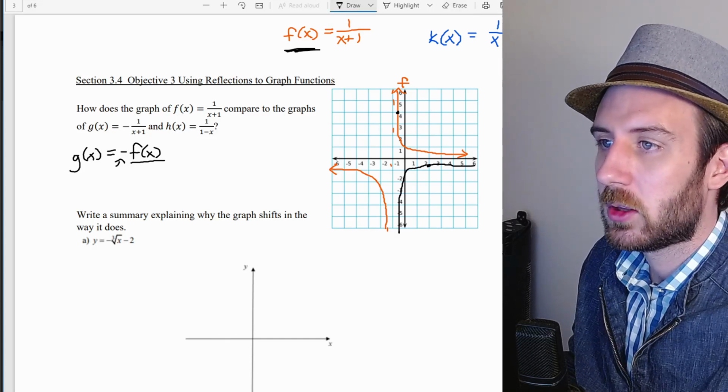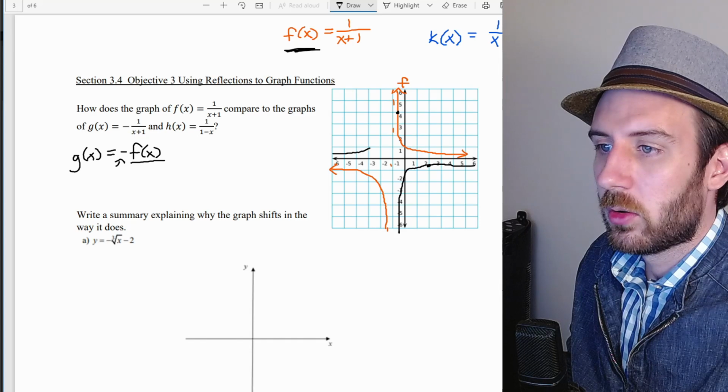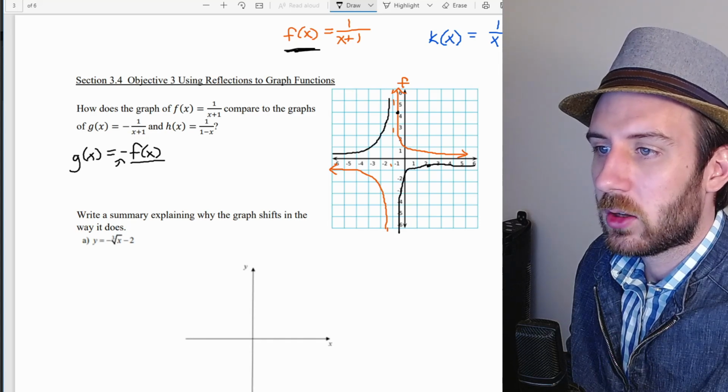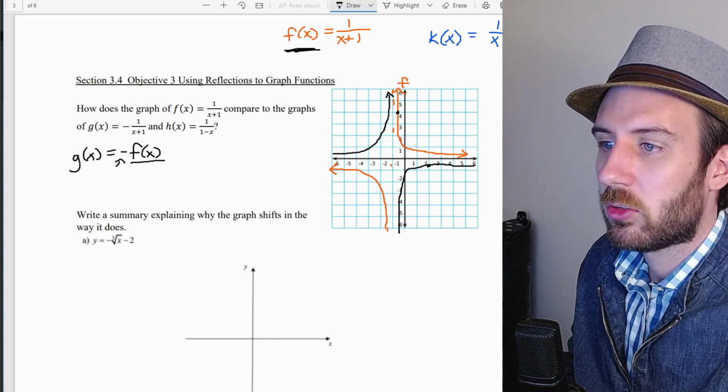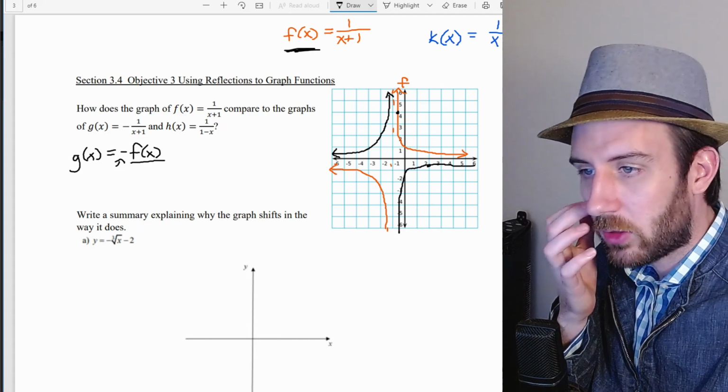Okay, so there we go, the black one is now g of x. That works out just fine. Okay, so that works out pretty good.